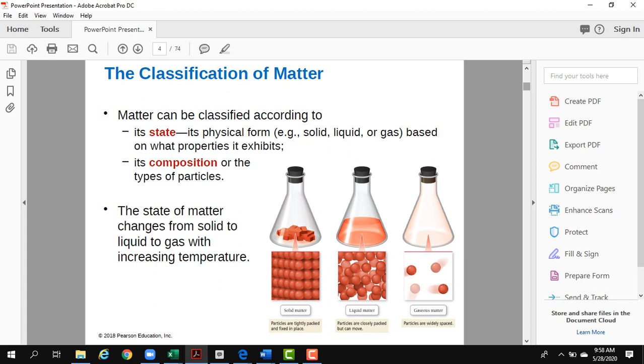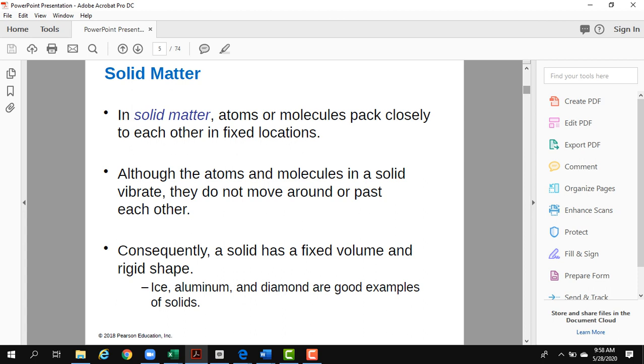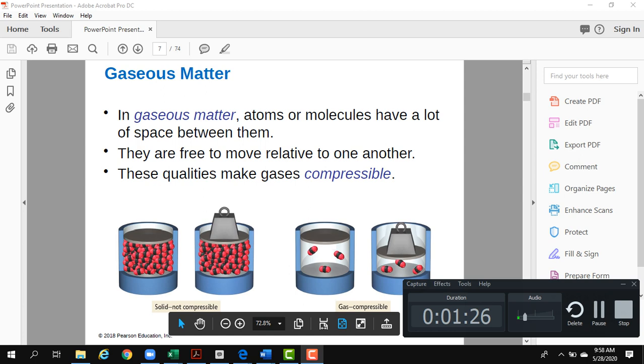So at the very beginning, we try to classify this matter. Matter can be classified in mainly two ways: according to its state and according to its composition. Matter can be in three states: solid, liquid, or gas. Matter can also be classified according to composition. These are some properties of solid, liquid, and gaseous matter. And this is how matter can be classified according to composition.